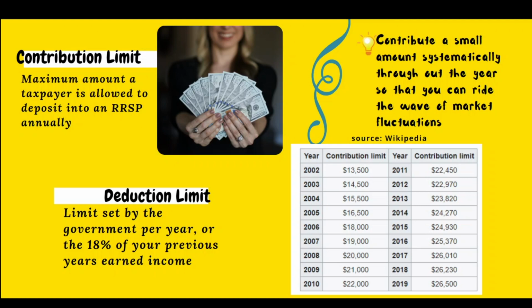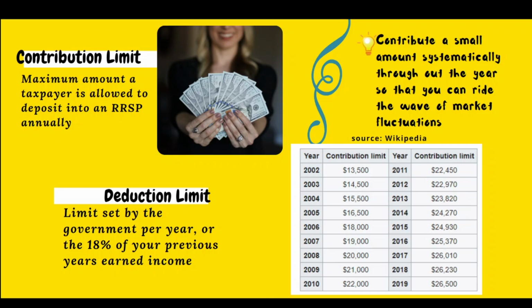The deadline for contributing to an RRSP for a year is March 1st of the next year. Say for tax year 2020, the deadline would be March 1st, 2021. But instead of waiting for the deadline, the best approach would be to contribute a small amount systematically throughout the year so that you can ride the wave of market fluctuations. But do keep track of the total amount you invest per year so that you don't go over the limit. The deduction limit is the limit set by the government per year, or 18% of your previous year's earned income.